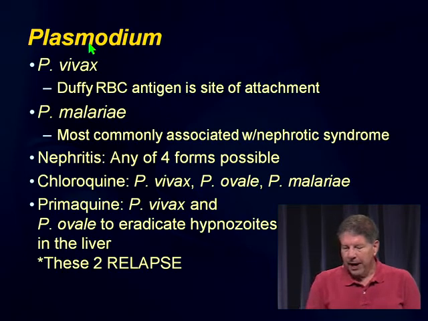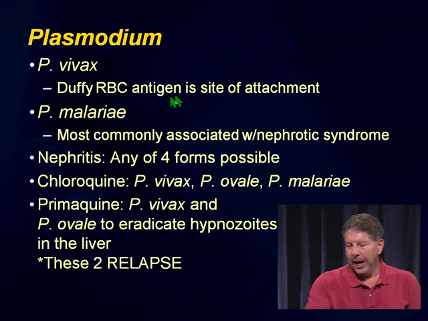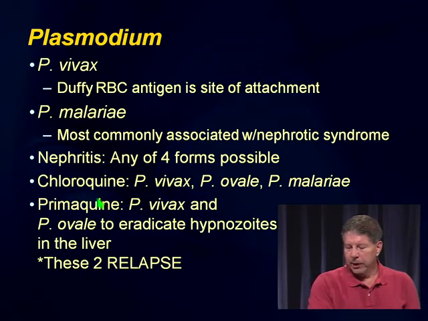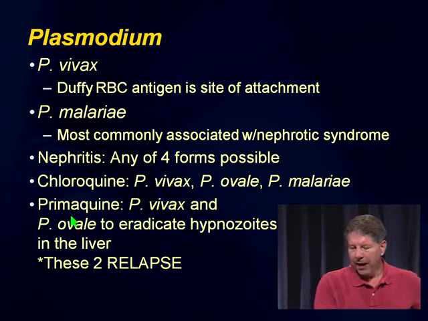All right, Vivax, they used to love to ask, this is like a step 1 thing, about the Duffy RBC antigen. I don't think they'll waste a question on this anymore, but this is one of the things that they might have asked about. And then malariae was associated more with the nephrotic syndrome. Okay, these other ones, they generally are sensitive to chloroquine still. But what you have to remember is with the Vivax and Ovale is you have to use Primaquine too. Okay, because you need to eradicate the organisms that are hiding out in the liver.